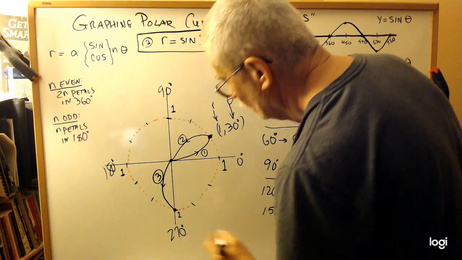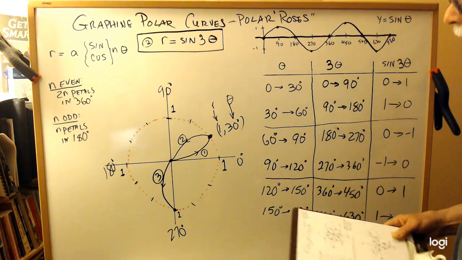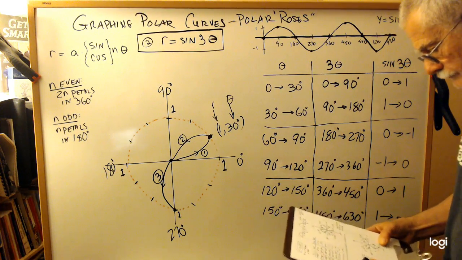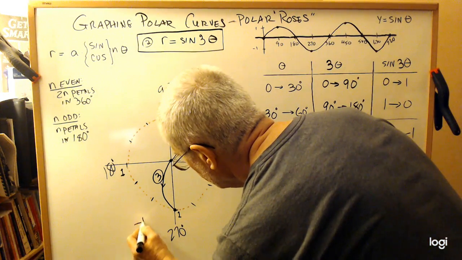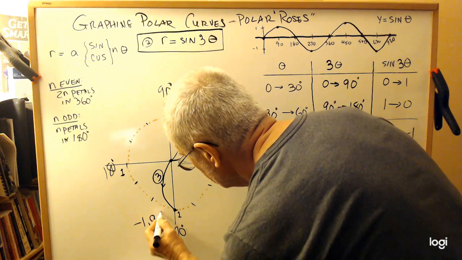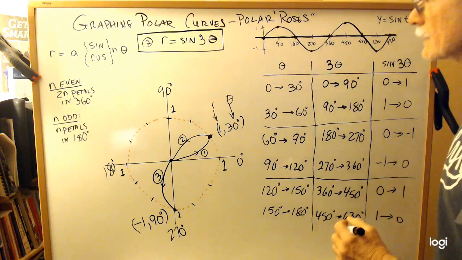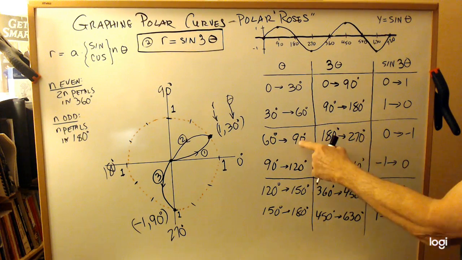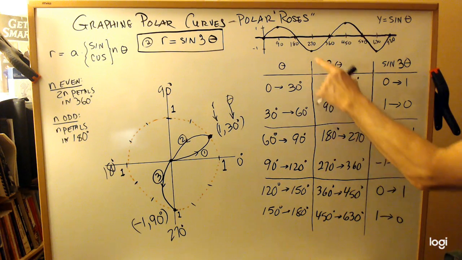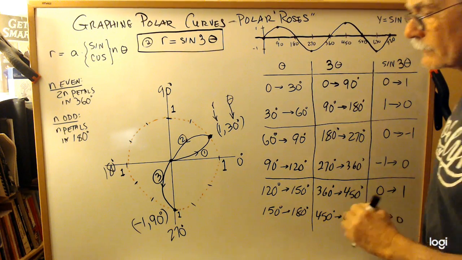So we get to this point, and that point would have coordinates -1, 90 degrees, right? Because we're at 90, we're looking at triple that, 270. You get a value of -1 for the sine.